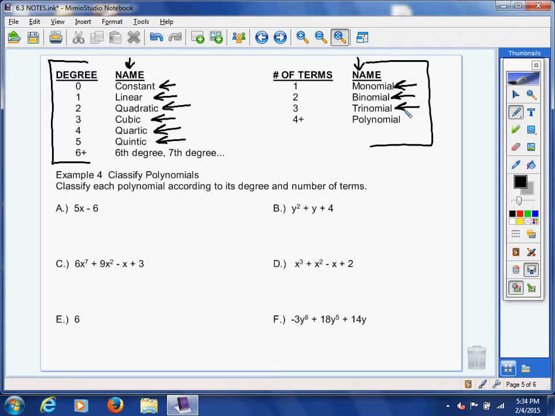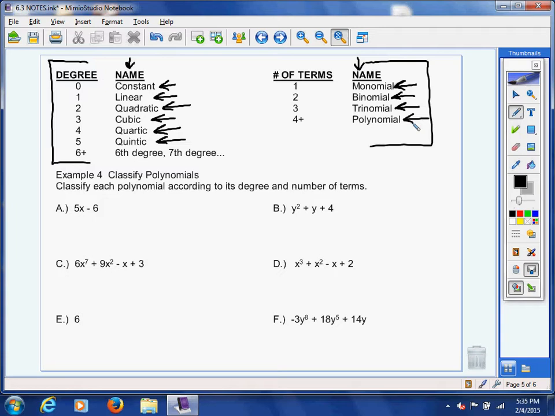Tri means 3. 4 or more terms, we just revert back to the general term polynomial. Polynomial. Poly means many, okay? So remember, mono means 1 term. Bi means 2 terms. Tri means 3 terms. 4 or more terms is a poly or polynomial. Okay, so now let's get ready to classify here. We're going to classify each polynomial according to its degree and number of terms.